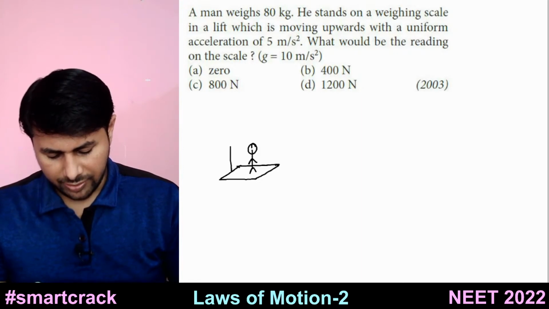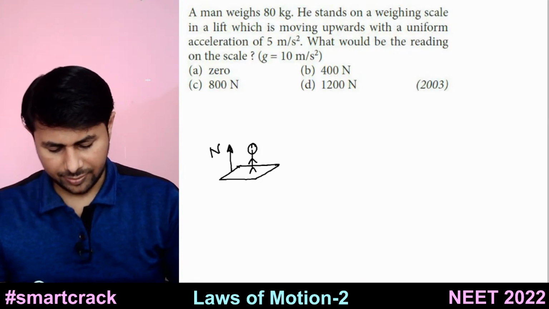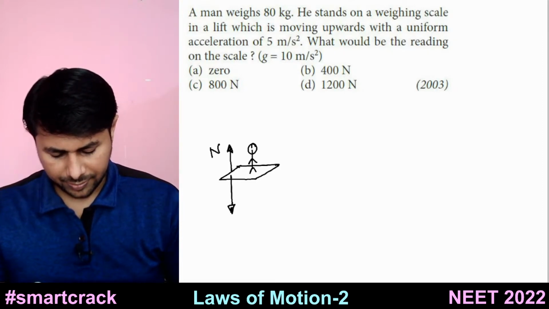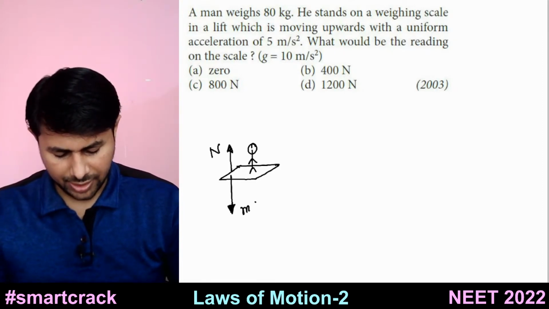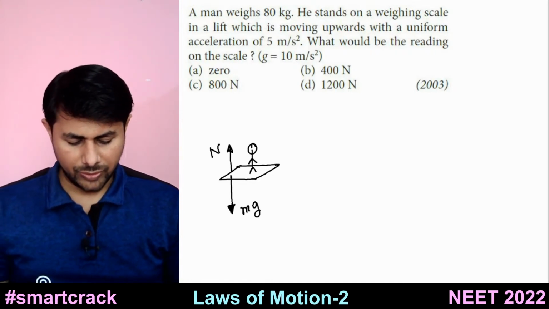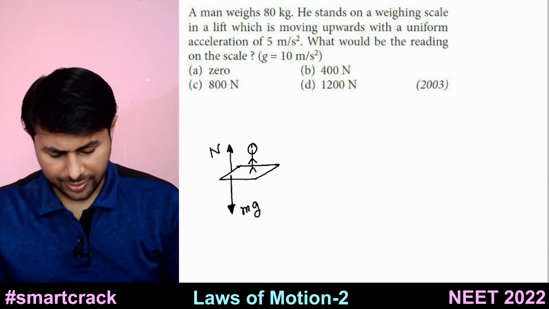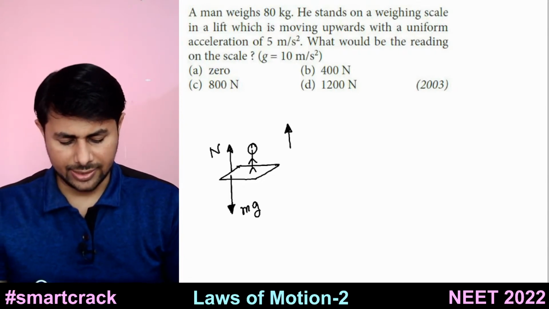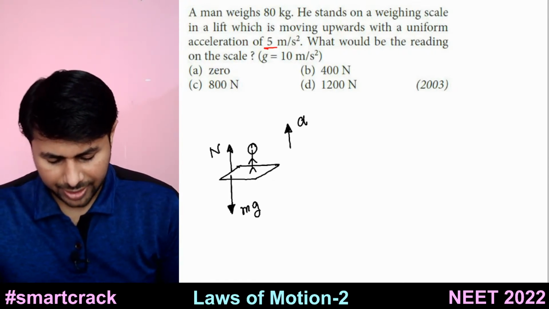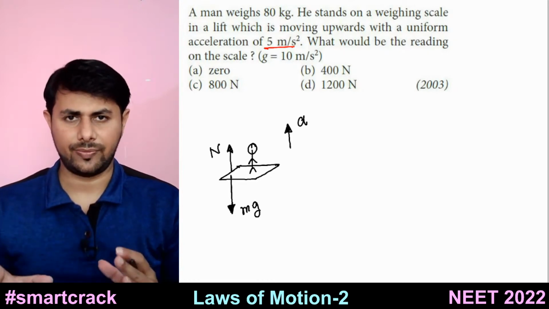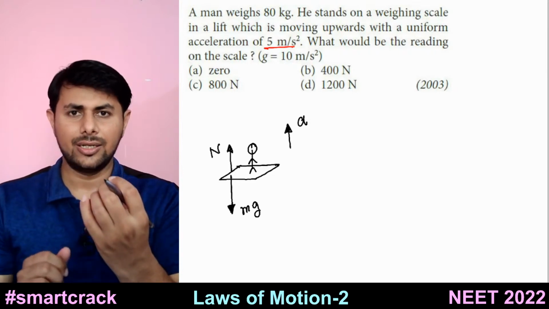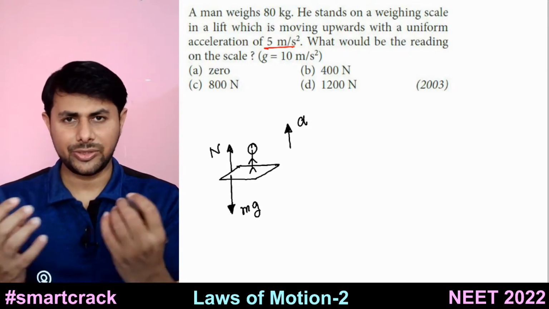So what is the weight? It's the normal reaction. So there will be a normal reaction acting upwards, and mg, the force due to gravity, will be acting downwards. Okay, so what would be the reading on the scale? It's given that this system is accelerating upwards with, let's say, acceleration a. It is given to be 5 meters per second squared, but let's suppose it is a. What are the forces acting on the person? The normal reaction and the force due to gravity, mg.